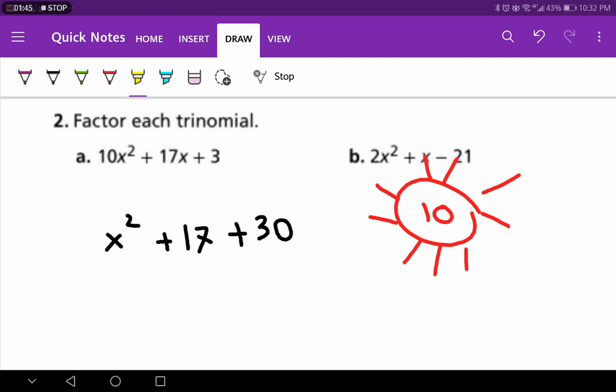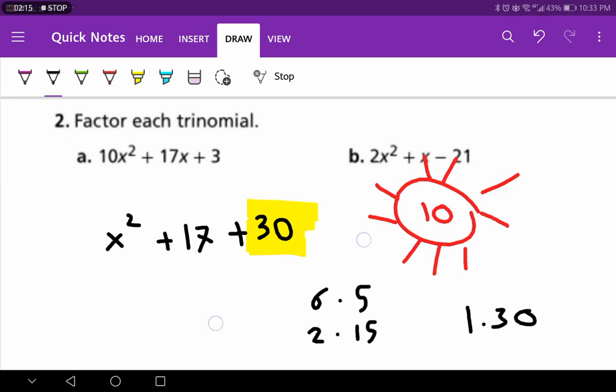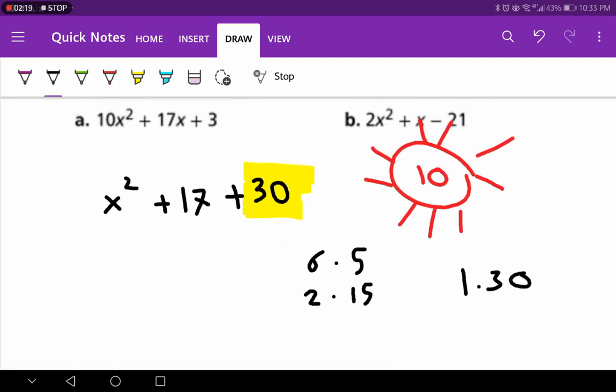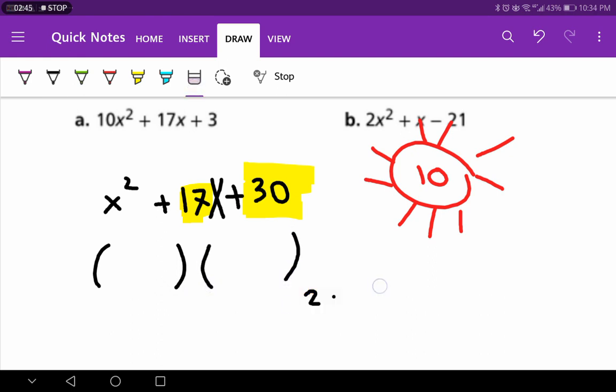Now I do what I learned before, which is go to the C and see where the 30 comes from. Actually it is coming from 6 by 5, and 2 by 15, and 1 by 30. But one of them works with me, and as you see here I forgot to write the x, so forgive me. So as you see, the 2 and the 15 work with me. Why? Because if I add them, I will get the b, and this is nice. So I will erase this and draw my parentheses here, and write 2 and 15.